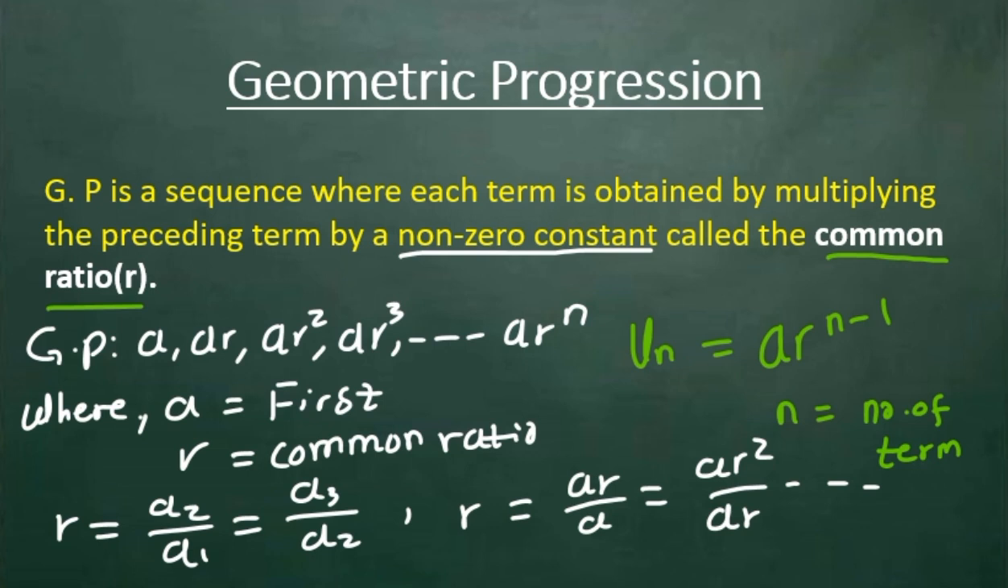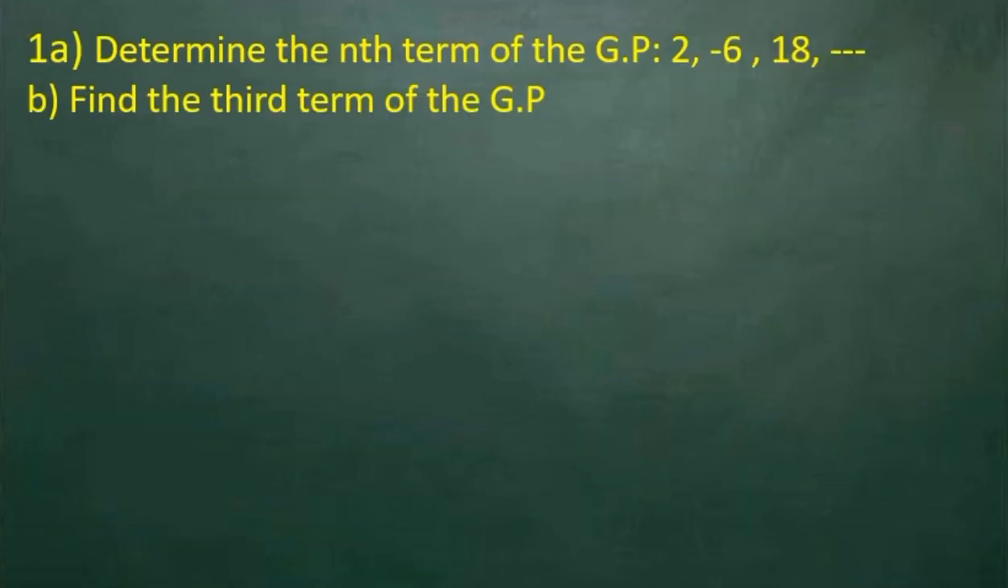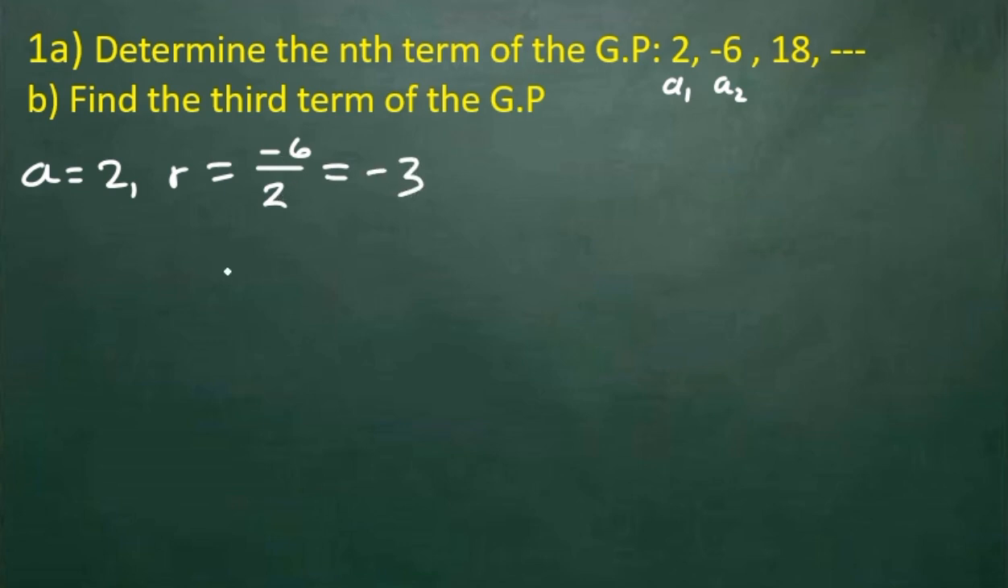All right, now let's take a look at an illustrative example. The first question is: determine the nth term of the GP, which is given to be 2, minus 6, 18. From the question, we know that A is 2, the first term, and the common ratio R can be obtained by dividing the second term by the first term. In our case, the second term is A2 and this is our A1, so minus 6 divided by 2 will give us minus 3.